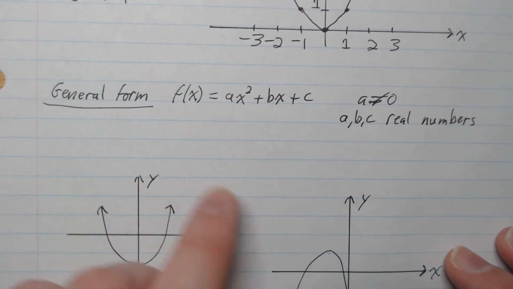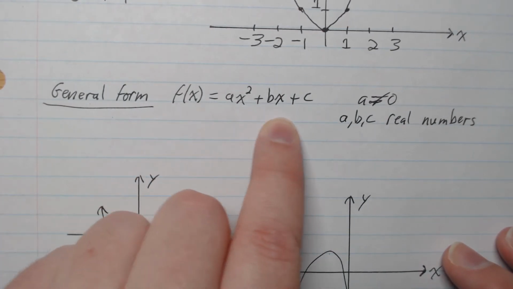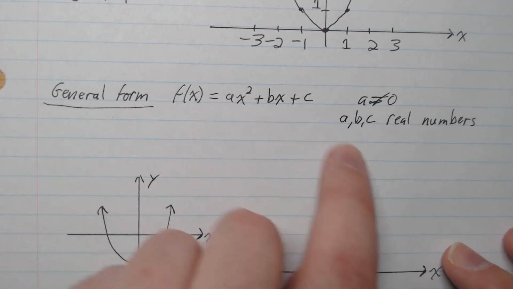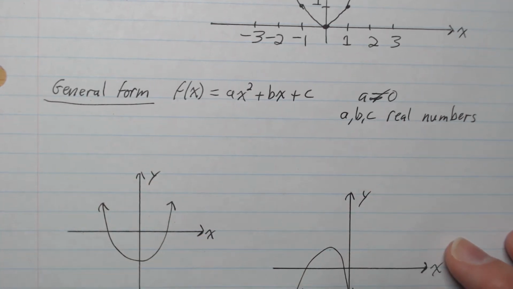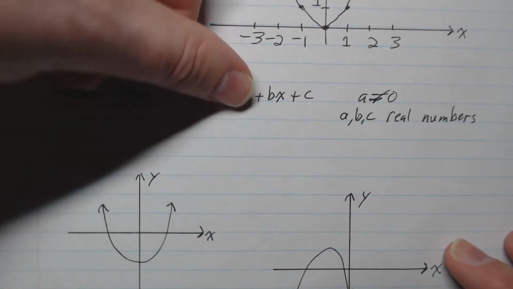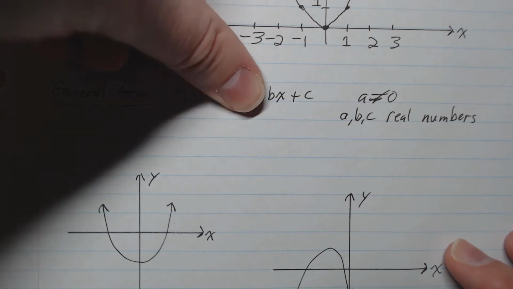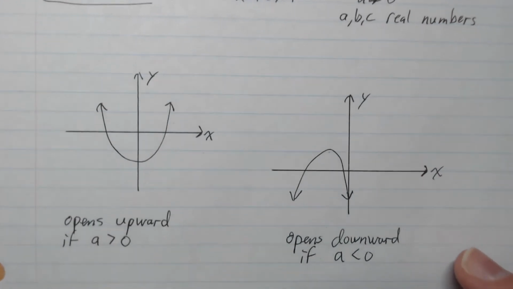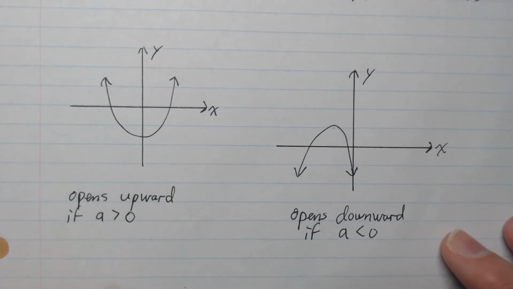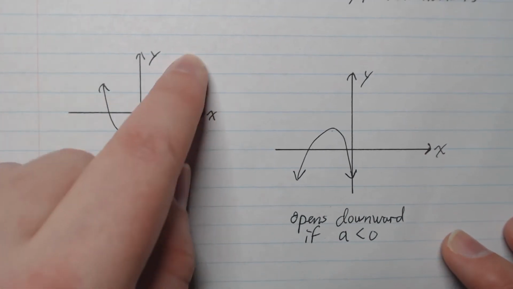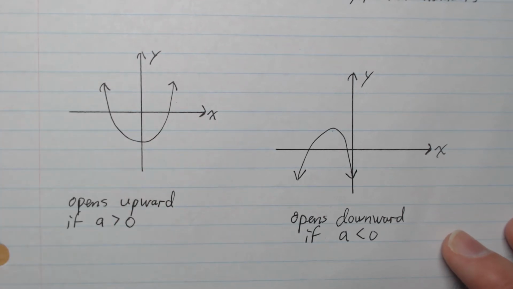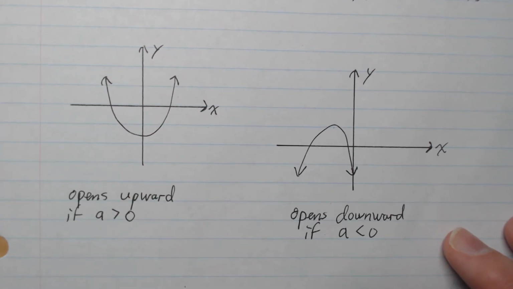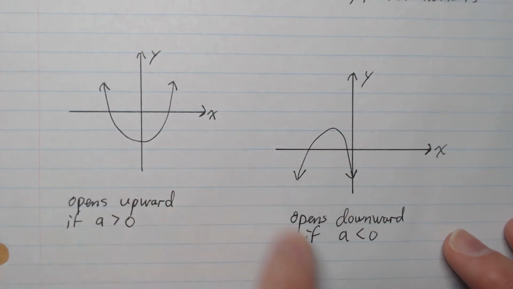So here's our general form, f of x equals ax squared plus bx plus c, where a, b, c are real numbers. And here we have a not being 0, because if it is, then we're studying a linear function. But we're going to study quadratic functions, so a is not 0. If a is greater than 0, then the parabola opens upward. And if a is less than 0, then we have open downward.